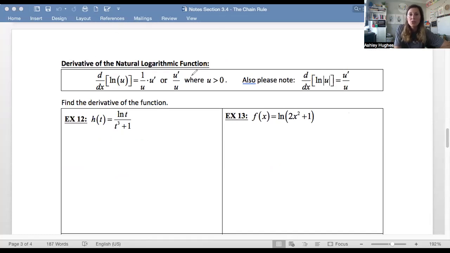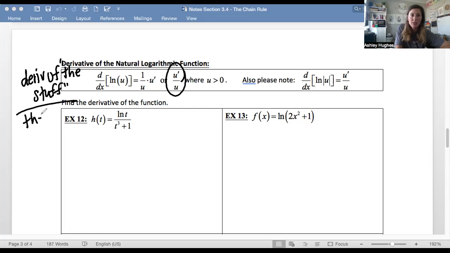The natural log of u, I always just say u prime over u. And one of my students one time came up with this phrase, which kind of stuck. Derivative of the stuff over the stuff. It's not very mathematical, but it makes sense. So I'm going to do that for this example right here.